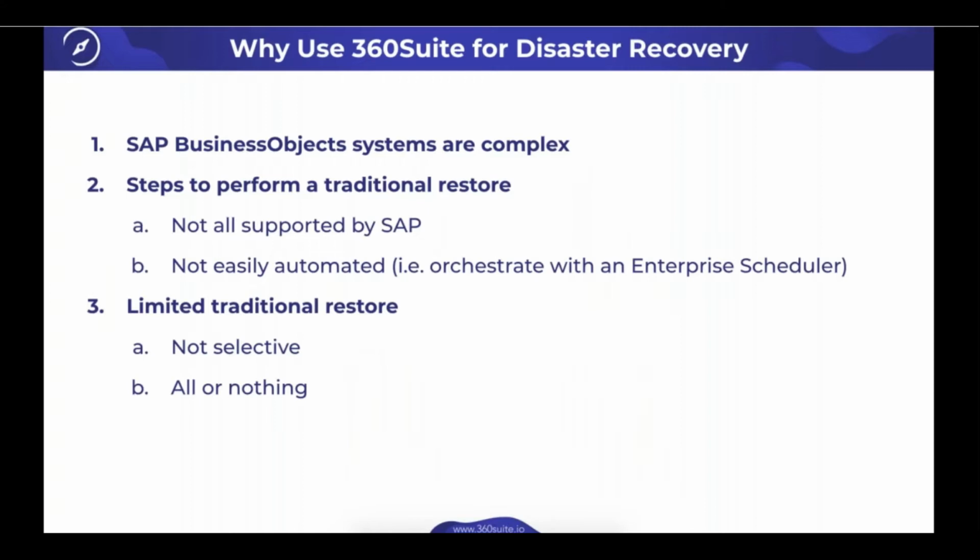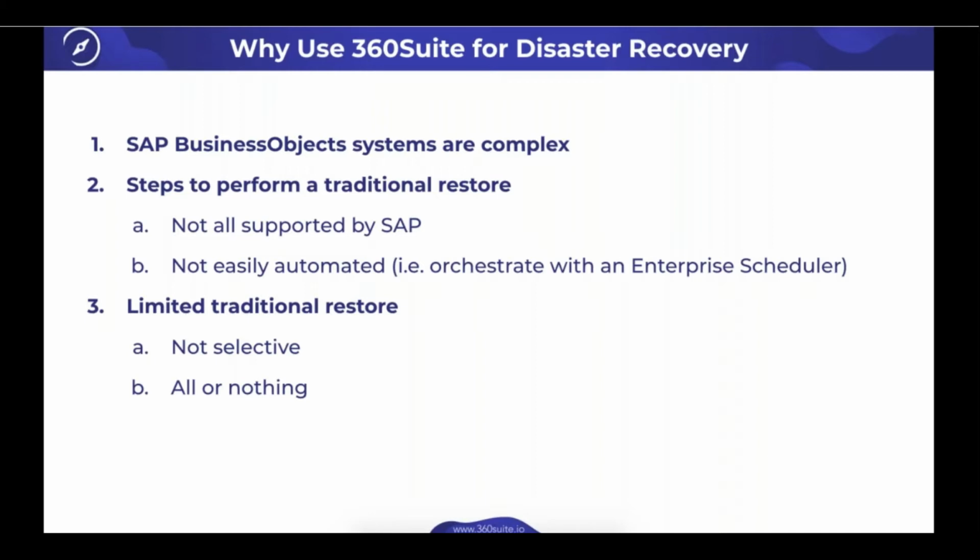So why use 360 Suite for disaster recovery? Well, complex systems require a disaster recovery solution, and BusinessObjects is complex. 360 Suite allows for an easy restore and allows for automation. Those are two big reasons. And we have an incremental backup, which allows for that selective restore. It makes it pretty simple.